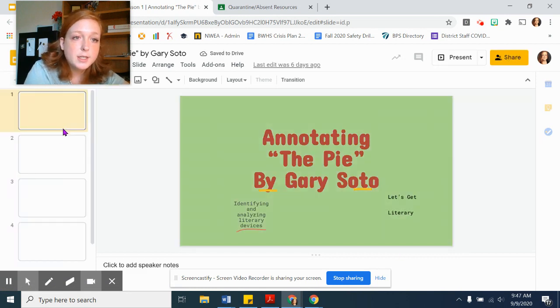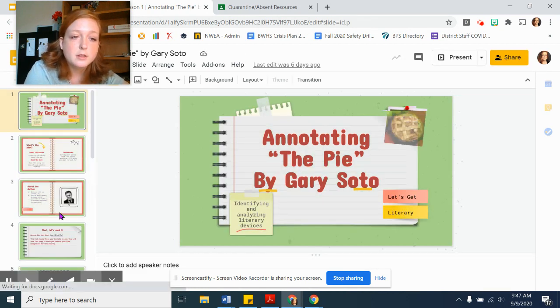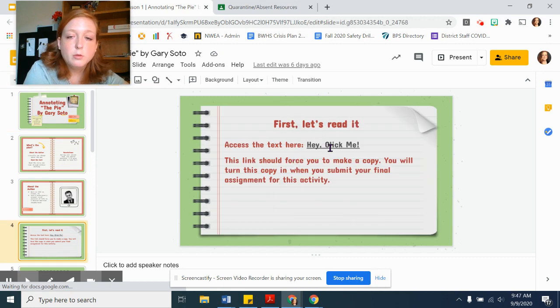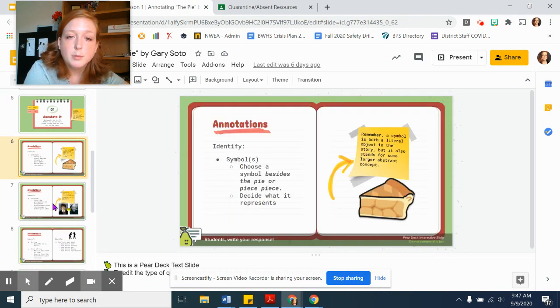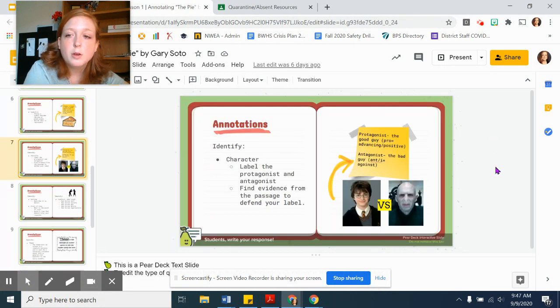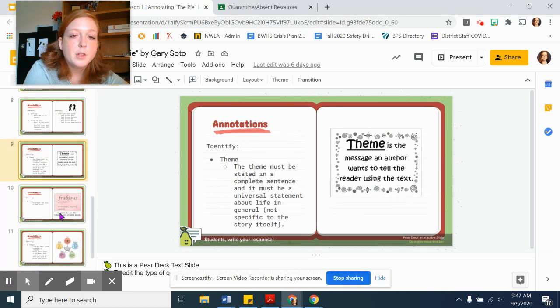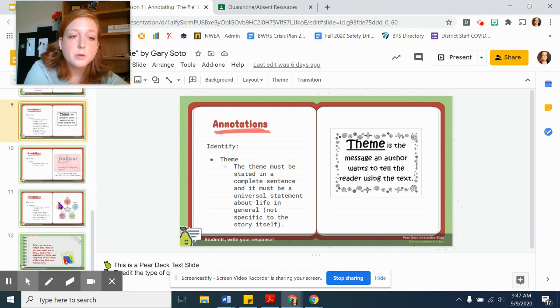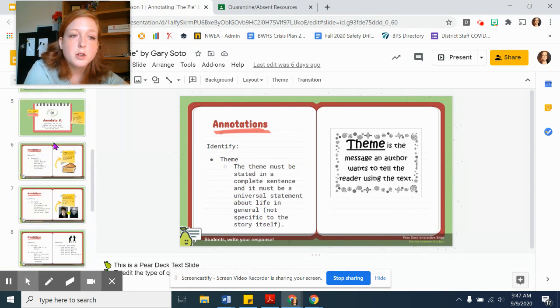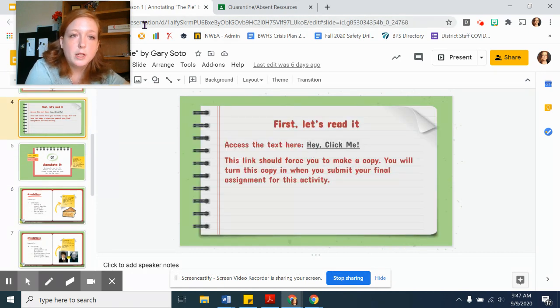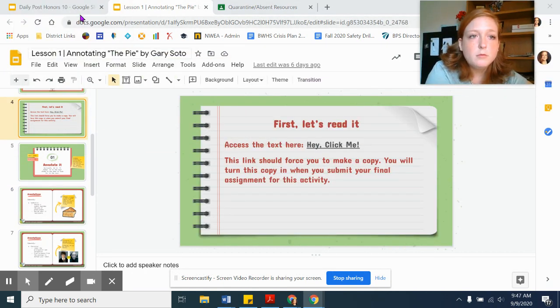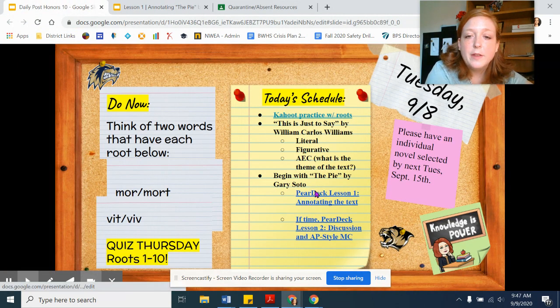This lesson asks you to read the text. It'll force you to make a copy of the text when you click that. You read it and annotate it, and then you go through these elements. Yours on a Pear Deck will have a place to respond over here at the right. Then you will turn this slideshow in with your responses and annotations on Google Classroom for a grade. That one was independent.